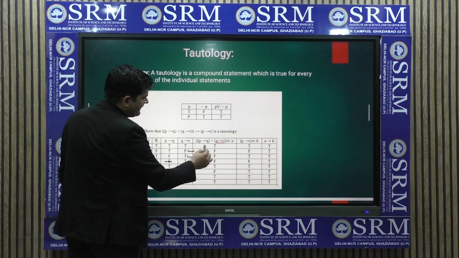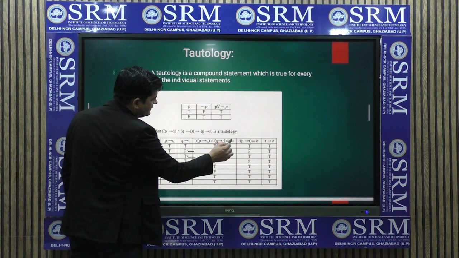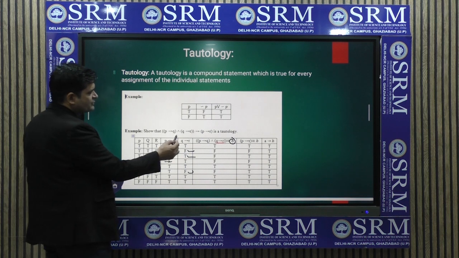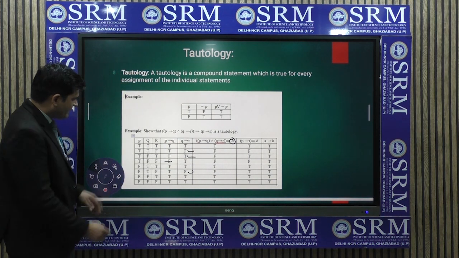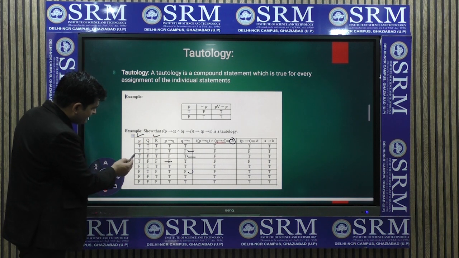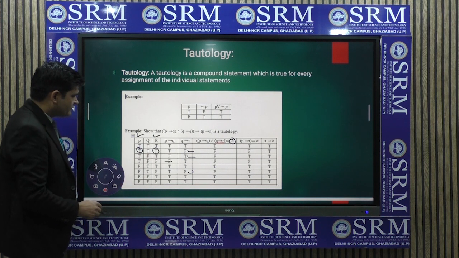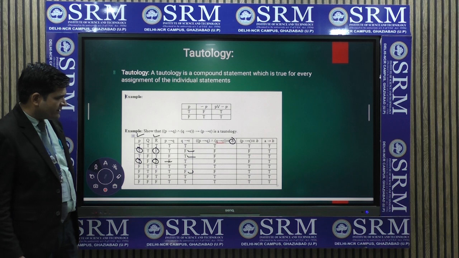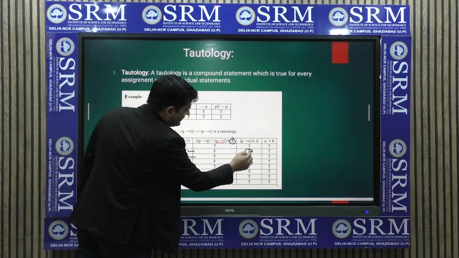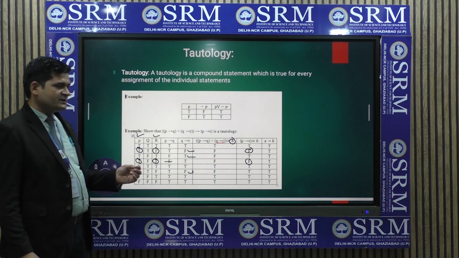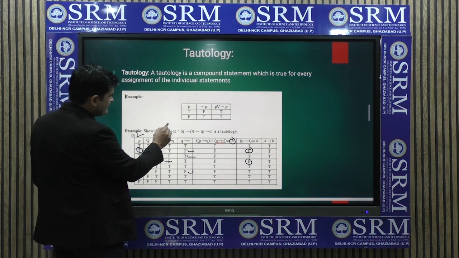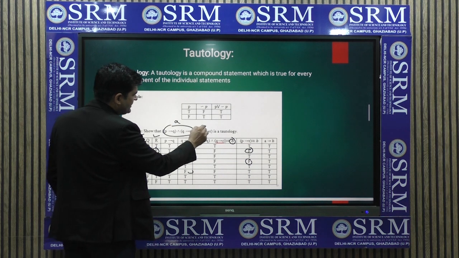Now suppose this compound statement is denoted by the proposition A. Then we will calculate, students, P conditional R. Whenever P is true and R is false, then it is false. So it is false in the second case, and it is also false in the fourth case. Only in these two cases it is false. Now I say that this is a new proposition B. This is my proposition A and this is my proposition B.